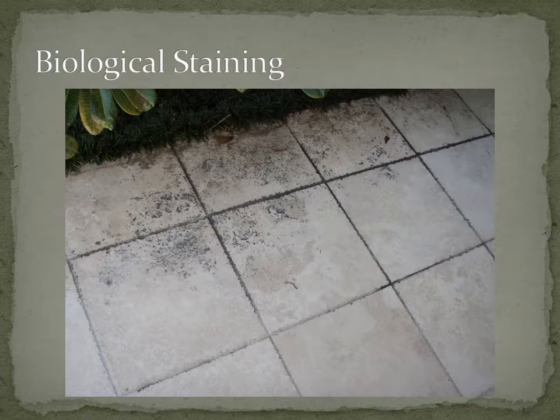Biological staining, this is some mold underneath the eaves of a house, and some plumeria trees where there's a certain type of white fly that lives in them and has a waste product that is sticky, and then all sorts of dirt and growths attach themselves to that. But this is a type of cleaning that comes off really easy with the alkaline cleaner or pressure washing. But your biological staining is usually going to be either black or green.